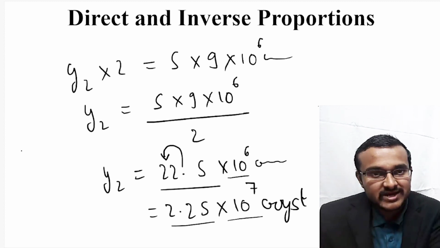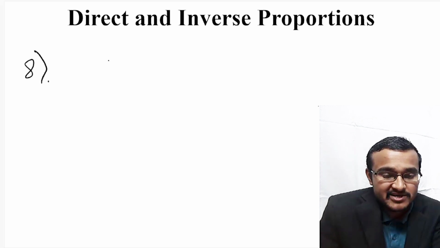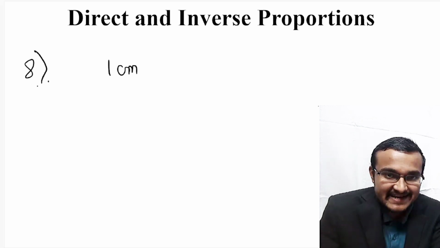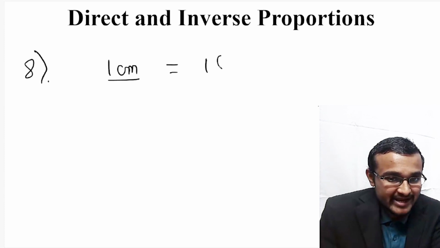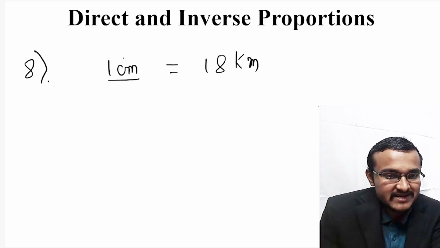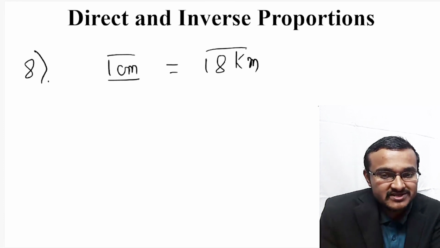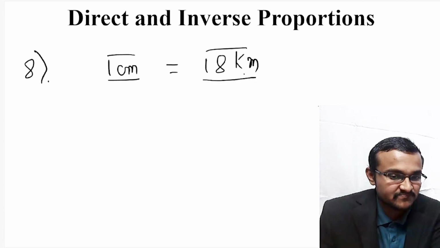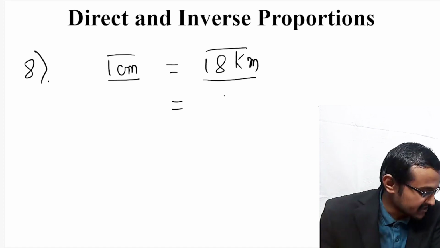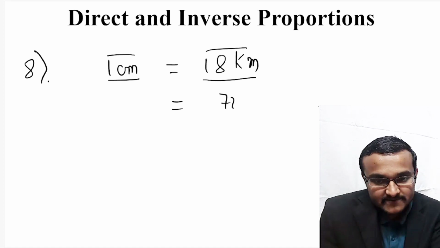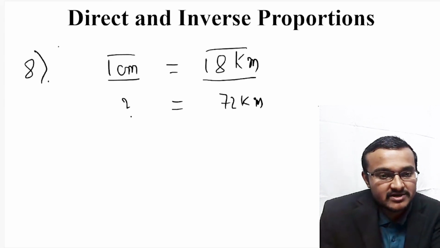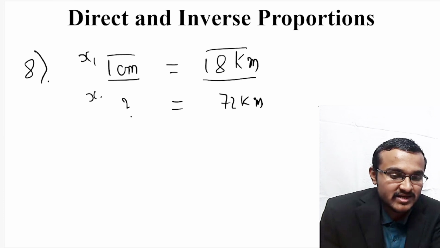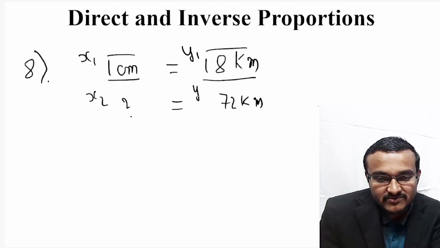Answer for the second question you can actually find out. So the distance on a particular map is 1 centimeter. In the 8th question, distance on a map equal to 1 centimeter means the original length will be equal to 18 kilometers. So on the map, if there is a distance of 1 centimeter, originally there is 18 kilometer distance. Now if a particular person is driving 72 kilometers, then how much distance is she covering on that map? So here this will become x1 and this will be x2 and this will be y1 and this will be y2.